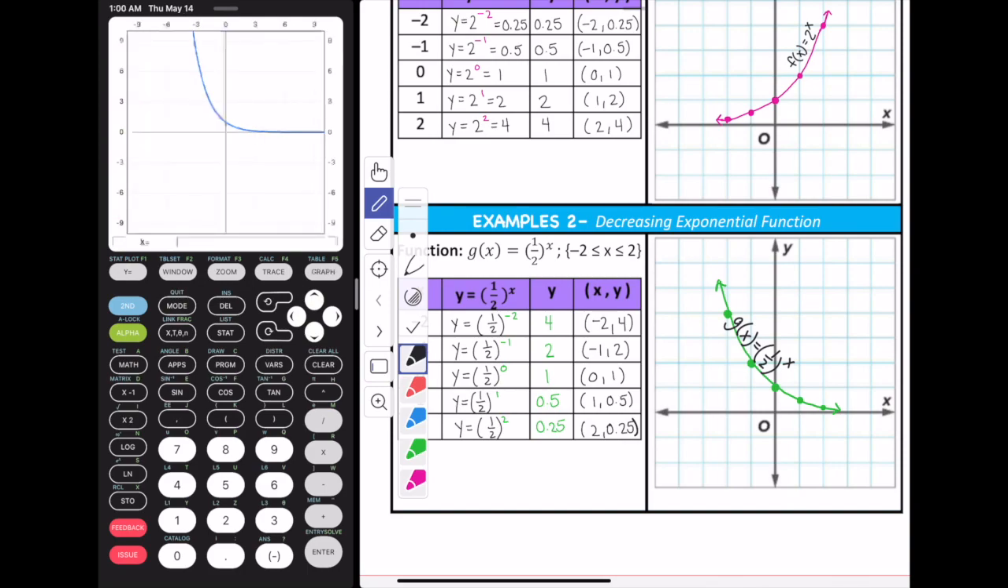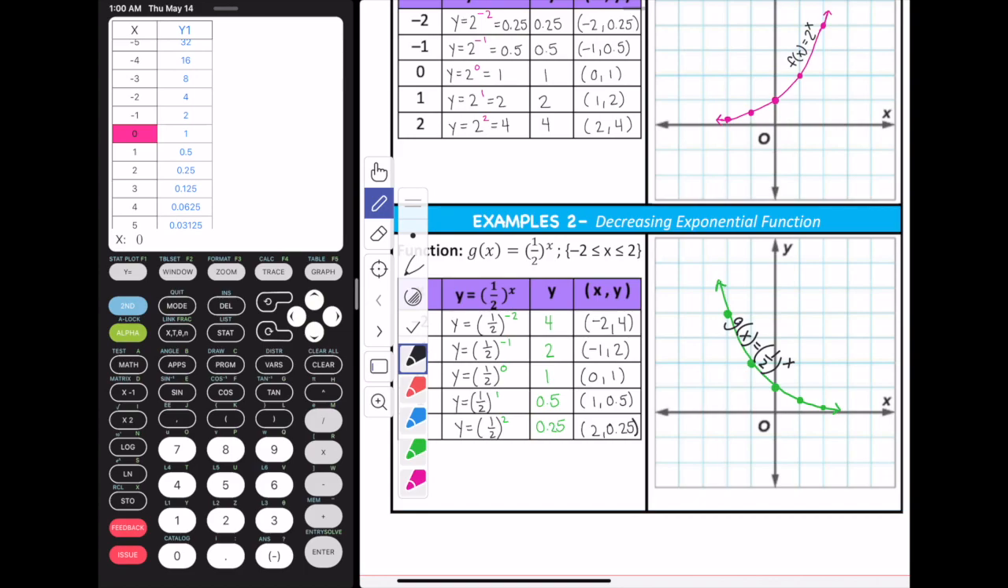Now I can see the shape of my graph looks similar, and this time instead of just looking visually at the graph to check my coordinates to see if they're correct, I'm going to hit second graph so that I see a table of values, and I'm just going to see if that matches the table that I created. So if x is -2, y is 4, and x is -1, y is 2, x is 0, y is 1, x is 1, y is 0.5, and x is 2, y is 0.25. So I know my values match and I know my graph is correct.